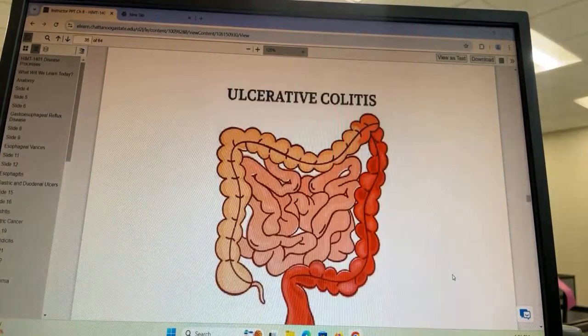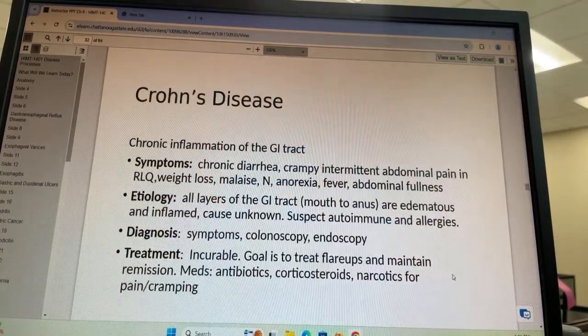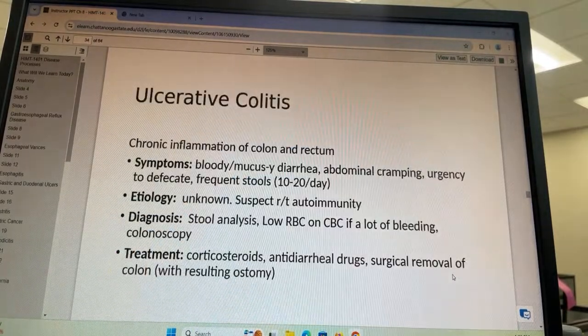Okay, any questions about the difference between ulcerative colitis or Crohn's disease? They're very similar. The main difference is just the location, essentially.